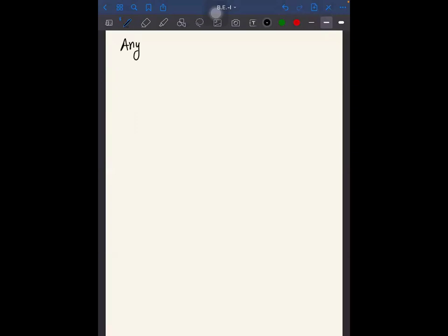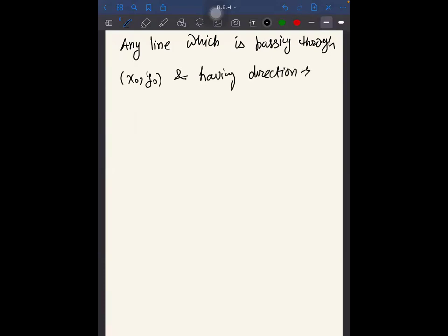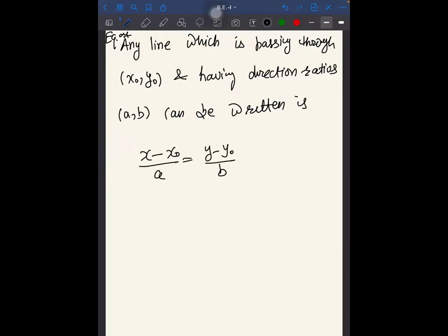So basically, what is happening over here? Any line which is passing through x naught, y naught and having direction ratios a, b can be written as, or more precisely, the equation of any line passing through this point and having direction ratios a, b can be written as (x minus x naught) upon a equals (y minus y naught) upon b, which is equal to some number, let's say t. Are you with me on this?